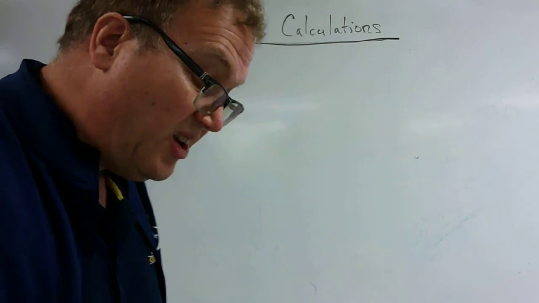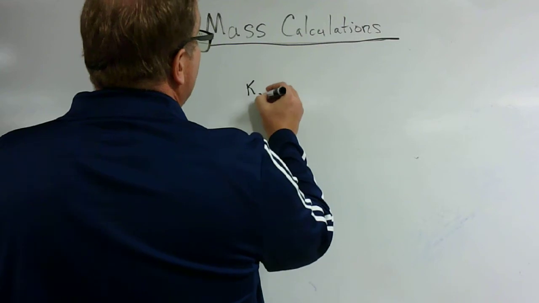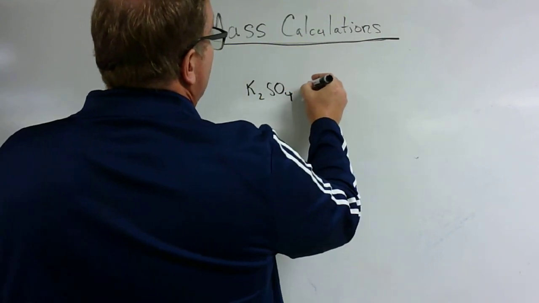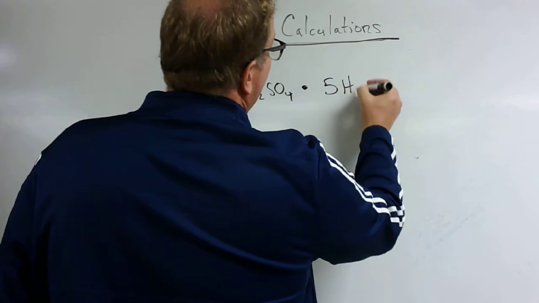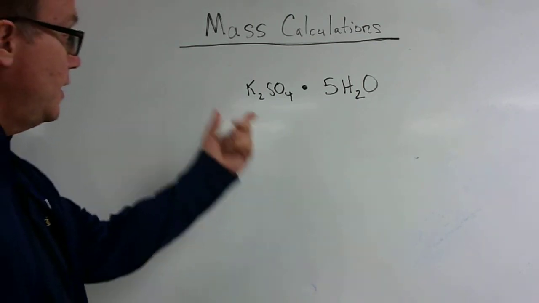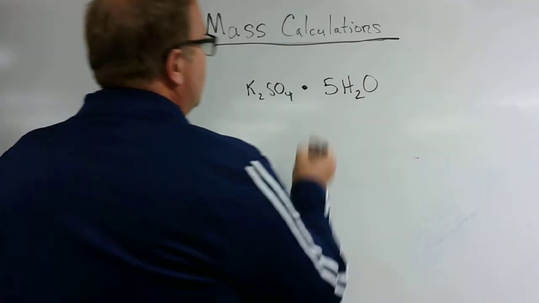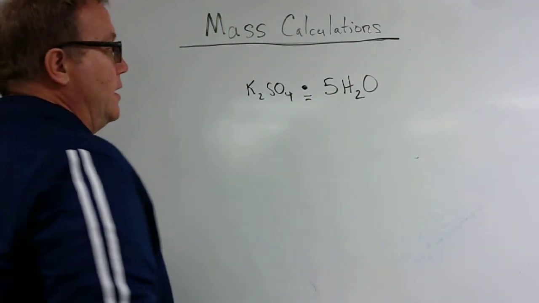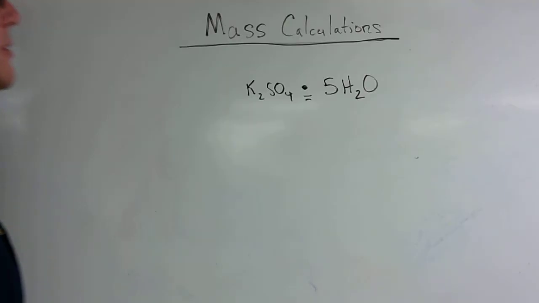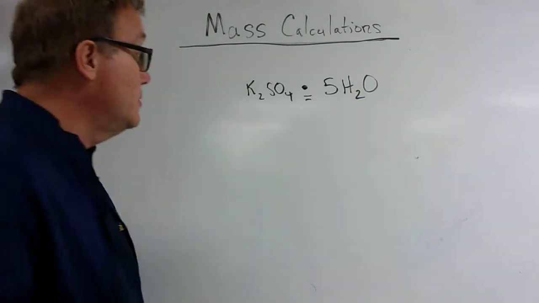So let's go ahead and do K2SO4 dot 5H2O. The name of this would actually be potassium sulfate pentahydrate. This dot here is not a multiplication sign. This means I'm adding 5 waters to it. The reason why they add water is because if this gets up in the air and you inhale it, it could cause cancer a little bit later on.